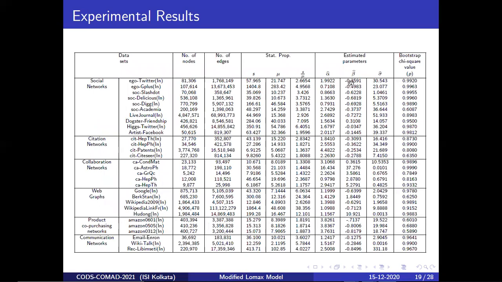So these are the parameter values for these particular datasets obtained by applying our MLM distribution. As you can see, the S by mu, that is the coefficient of variation for these datasets, is always greater than 1, which shows that our fitted model will always give a good fit for the datasets. And this is also clear from the chi-square value as we reported in the table.